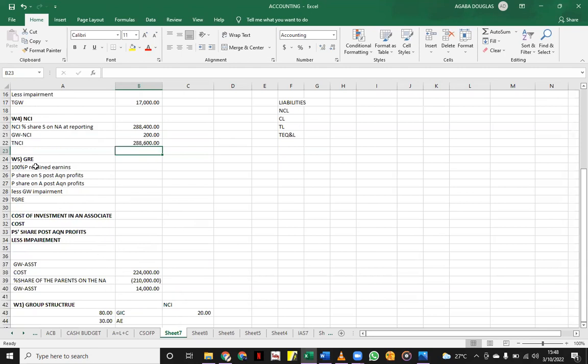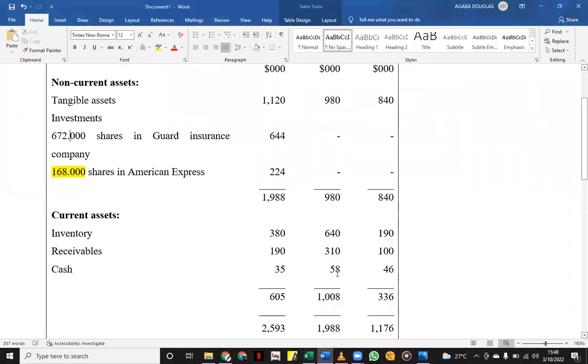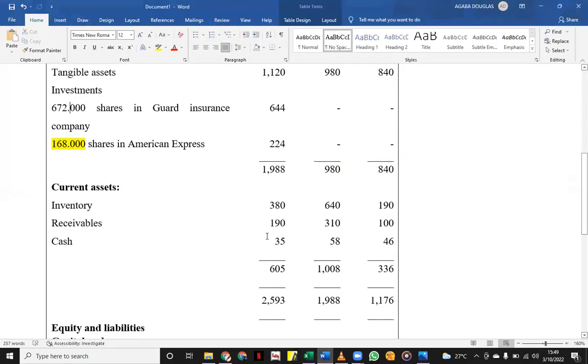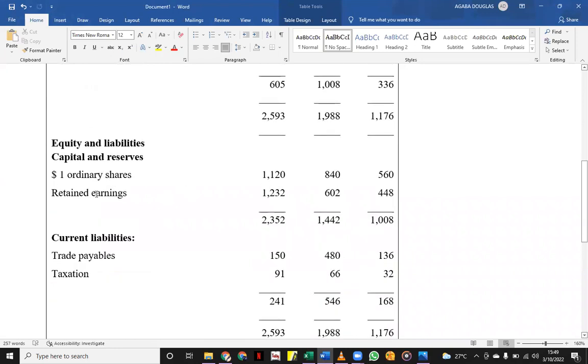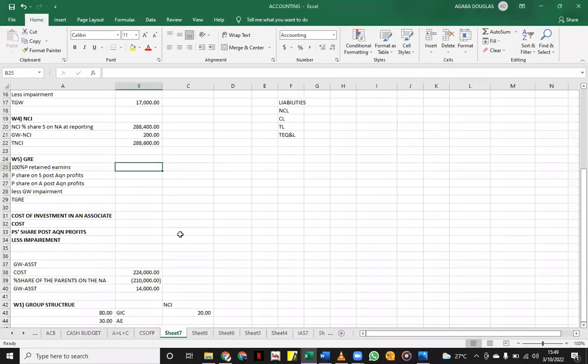So we come here to group retained earnings, and you've been knowing that we always take 100% of the parent's retained earnings. Why? Because the pre-acquisition retained earnings of the subsidiary are going to be effectively cancelled out with the cost. So we'll come and then we get to know what is the retained earnings for the parent, and it is 1,232,000 shillings. So we'll put 1,232,000 shillings. Okay, it's in US dollars, but it's okay.